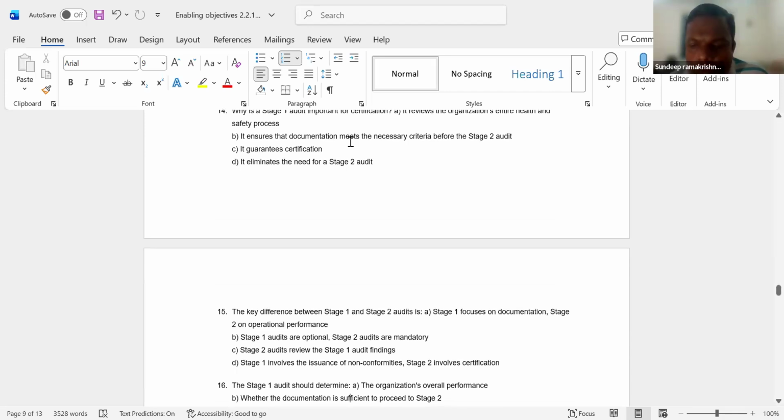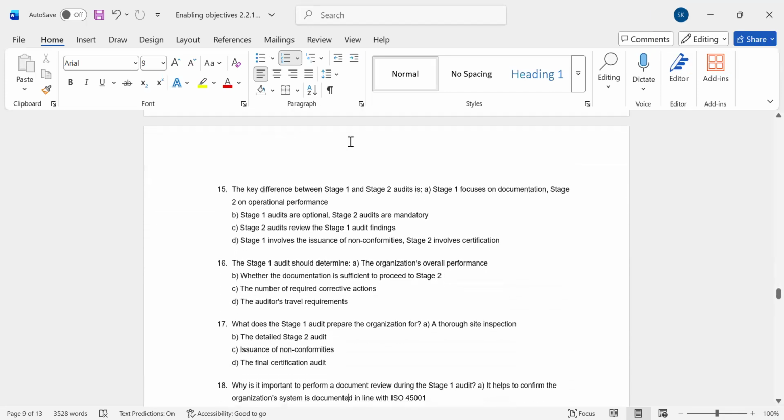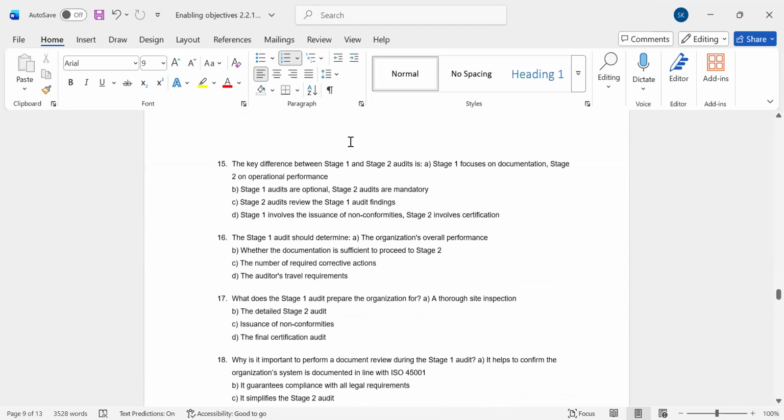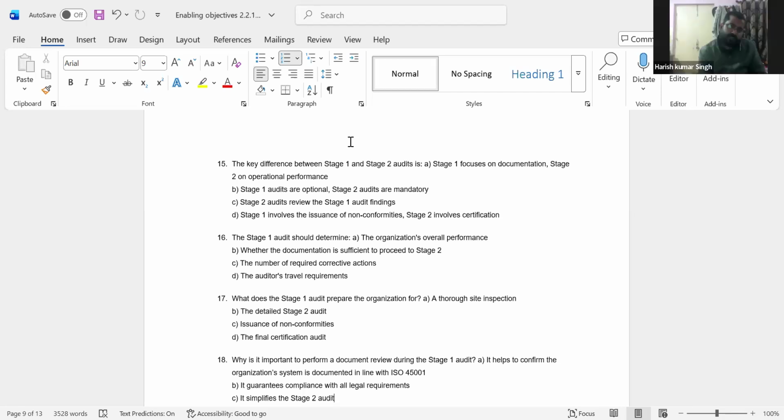Correct. Question number 15. The key difference between stage 1 and stage 2 audits is: A. Stage 1 focuses on documentation, stage 2 on operational performance. B. Stage 1 audits are optional, stage 2 audits are mandatory. C. Stage 2 audits review the stage 1 audit findings. D. Stage 1 involves the issuance of non-conformities, stage 2 involves certification. A, sir. Stage 1 focuses on documentation, stage 2 on operational performance. Very good. Right answer.